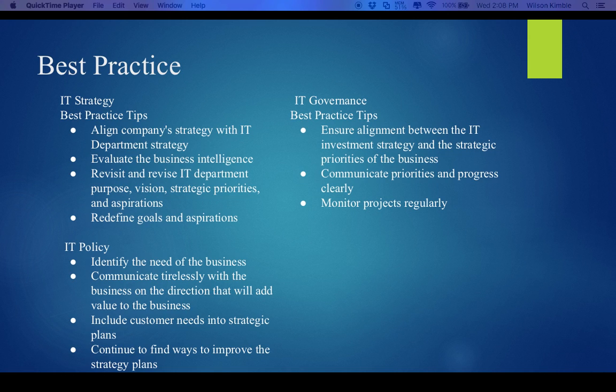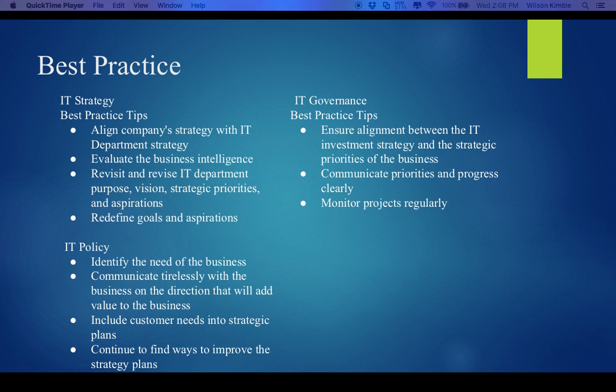For IT policy: identify the needs of the business, communicate tirelessly with the business on the direction that will add value to the business, include customer needs in strategic plans, and continue to find ways to improve these strategy plans.